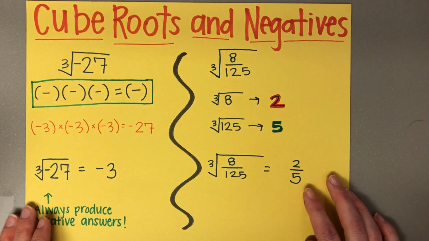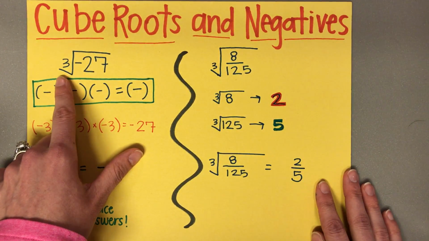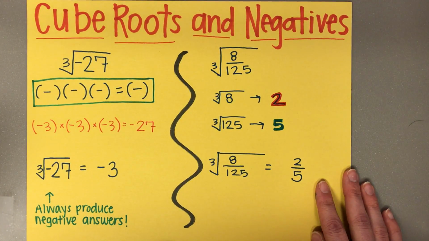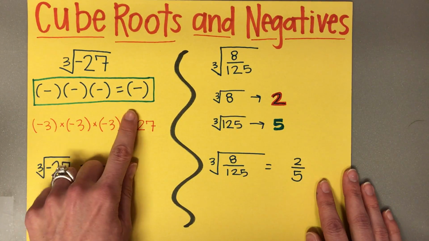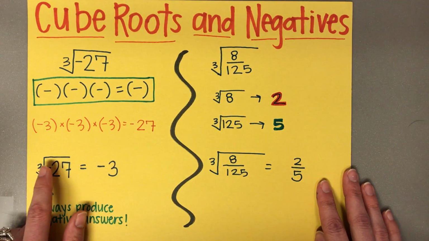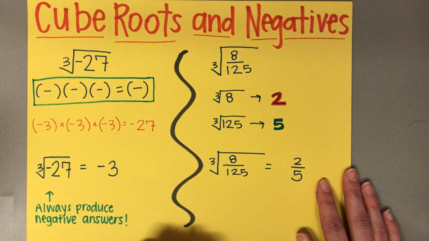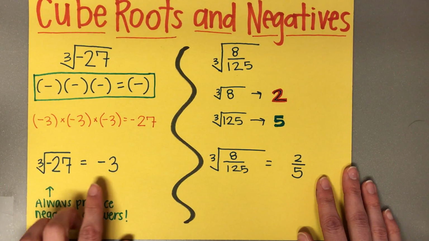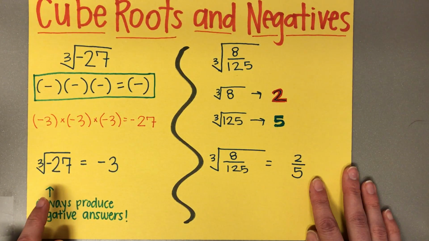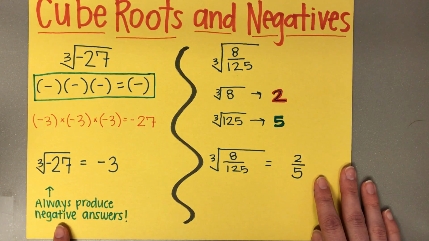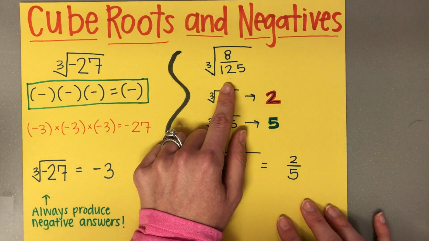Here are some more examples about cube roots and negatives with fractions. Here we have the cube root of -27. We can find this answer because we know that a negative times a negative times a negative will still give us a negative. Seeing that -3 times -3 times -3 equals -27, the cube root of -27 is equal to -3. Anytime a number looks like this, where you have a negative number within the cube root, that will always produce a negative answer.